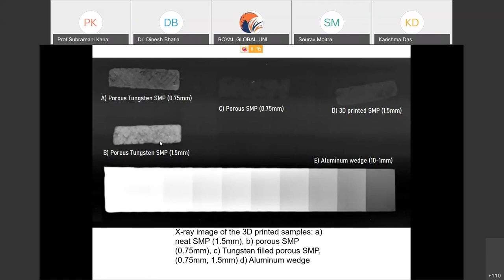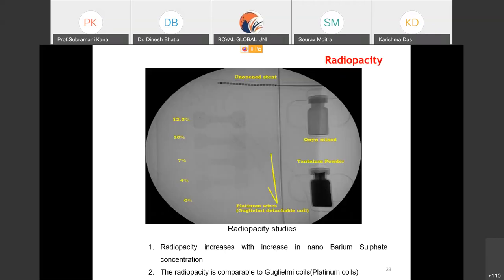When you are inserting it, it will always be under monitoring. X-ray monitoring will be happening, or there may be another way, fluoroscopic monitoring, and here we have followed the X-ray technique. So we can see where the material is. Then only you are able to maneuver it properly to the desired location, with the different thicknesses and all.